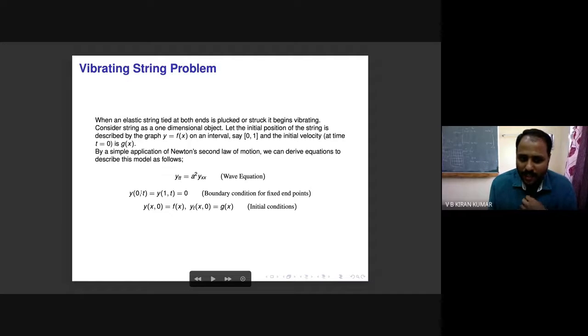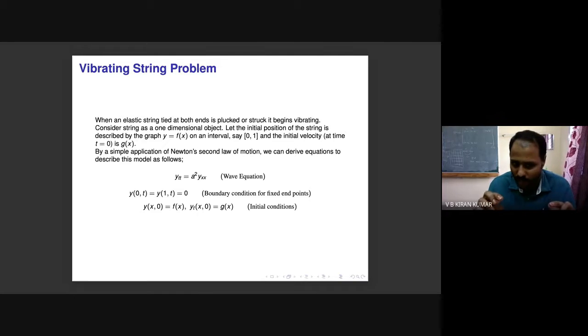For example, at the endpoints, say 0 and 1 are the endpoints. At 0 and 1, there won't be any vibration, right? Because those two ends are fixed. So we don't expect any vibration there. But there are situations where you fix only one end and let it vibrate. Then at one point you will have 0, and at the other point you will have the maximum value. That means the derivative will be 0. So there are several situations that arise. So the boundary conditions and initial conditions come from the physical situation.